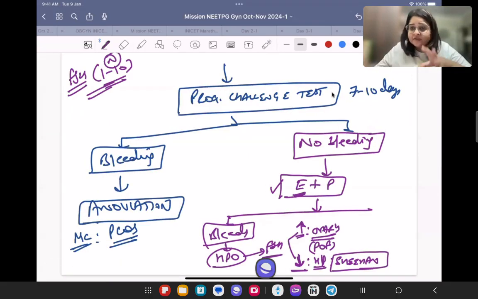Jagdish, it's usually after PPH because I just told you, in PPH every other organ is fine, but the pituitary's blood supply doesn't increase in proportion.